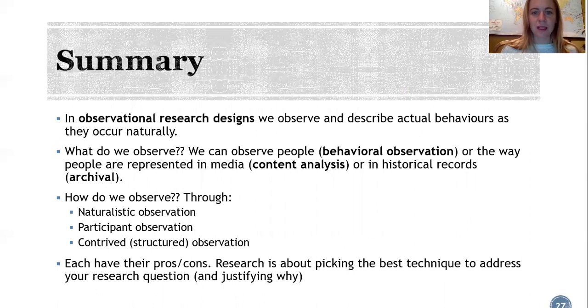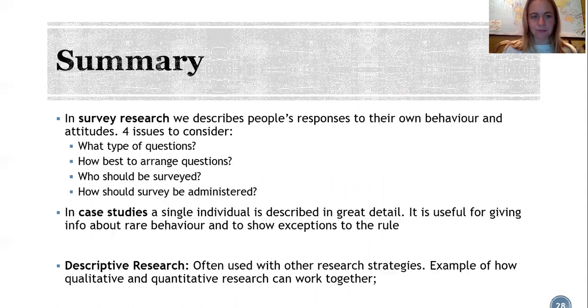In observational research, we observe and describe actual behaviors as they occur naturally. What do we observe? Well, we can observe people, or we can observe how people are represented in media, current day, or in historical records. How do we do this? We can do this through natural observations, participant observations, or contrived observations. And all of these have their pros and cons. And so it's up to you as a researcher to pick the technique that you think works best for your research question. And when you're reading research studies, to really think about whether the way that they went about collecting their data makes sense to you.